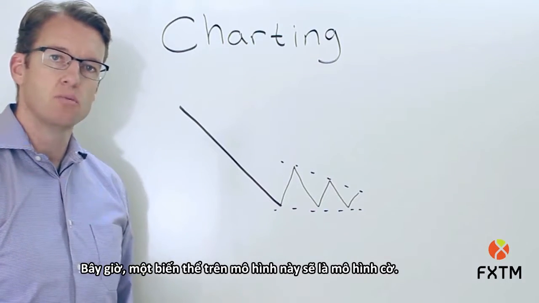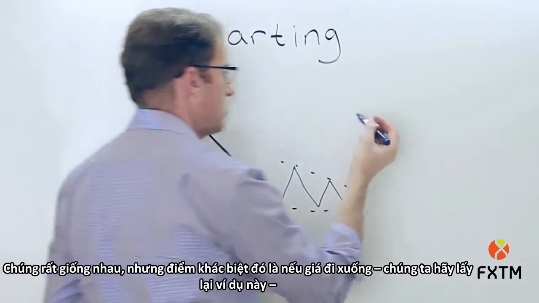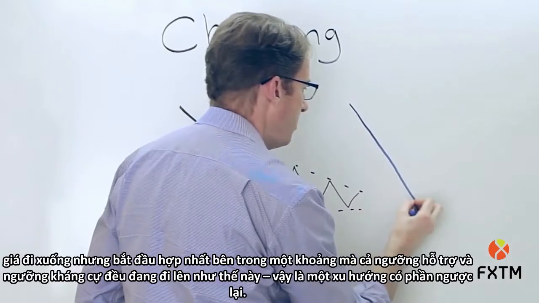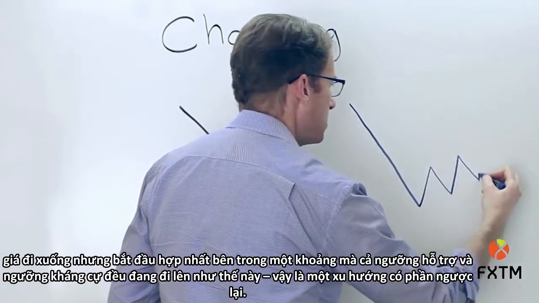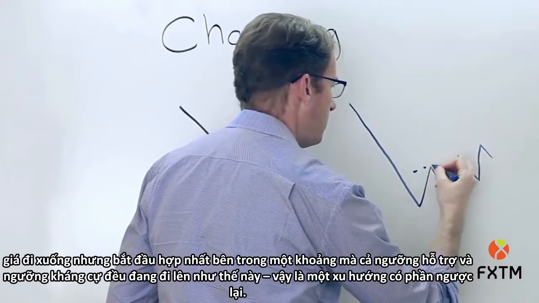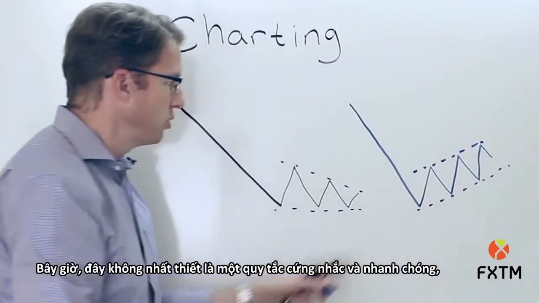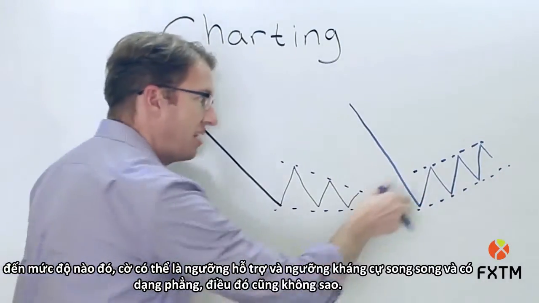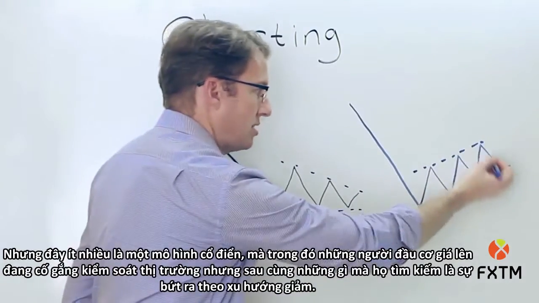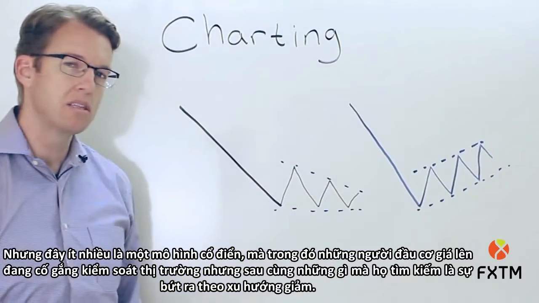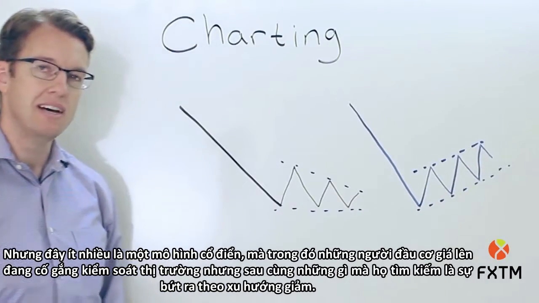Now, a variation on this would be a flag. They're very similar, but the difference being that if the price was going down, so let's do this example again, the price is going down, but it begins to consolidate within a range where both the support and resistance level is climbing like this. So a little bit counter trend. Now, this is not necessarily a hard and fast rule. The flag can be somewhat parallel support and resistance levels and kind of flat. That's okay too. But this is more or less a classic pattern here where bulls are attempting to take control of the market, but ultimately what we're looking for is a breakout to the downside.